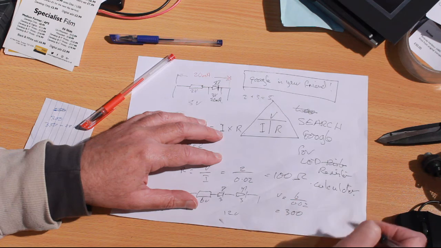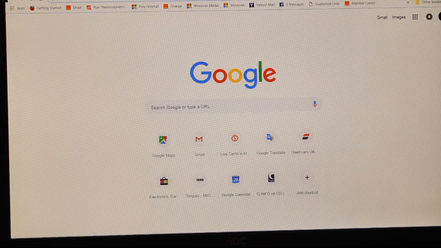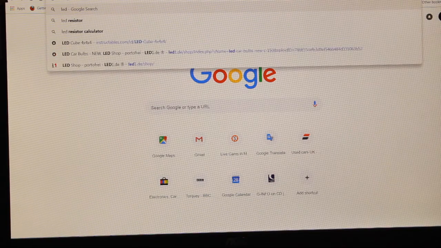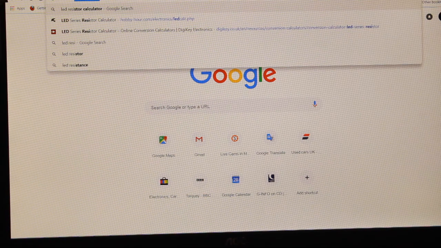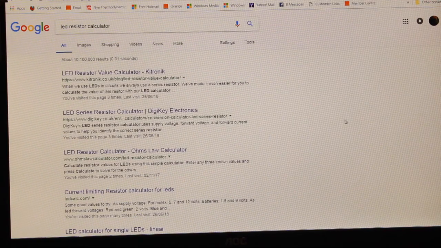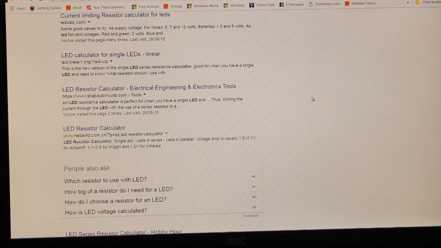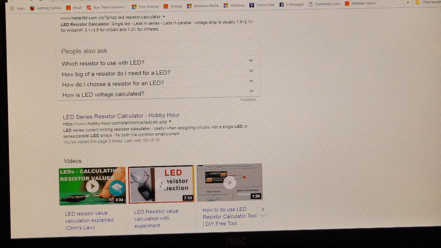And I tell you what, we'll do that now. I say Google is your friend. It's Google, so we'll go LED resistors, hopefully spelled properly. Oh, look at that, it comes up, resistor calculator. What more could we want? And there's hundreds of them. Some are better than others. Some can only cope with one LED at a time. But I just happen to know that this one is a rather good one. This is from hobbyhour.com or hobby-hour.com.